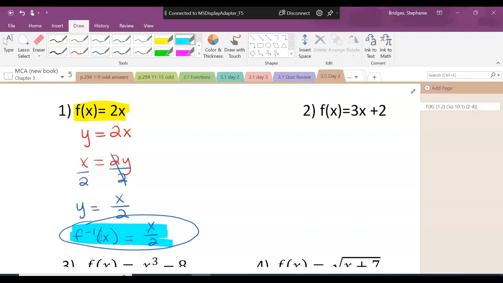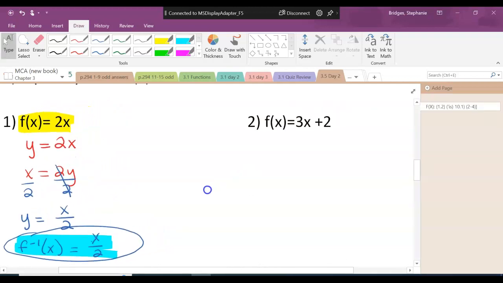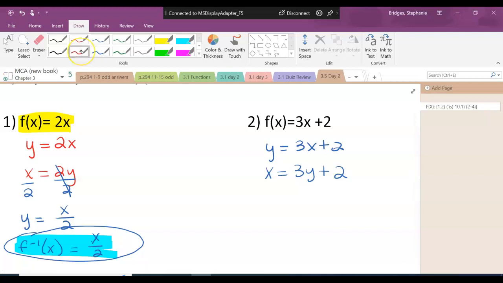Again, replace f of x with y. Then I'm just going to switch the x and the y. So where the y is, I'm putting an x. Where the x is, I'm putting a y. Is everybody okay with that so far? Then I need to solve for y. What would I do first to solve for y?